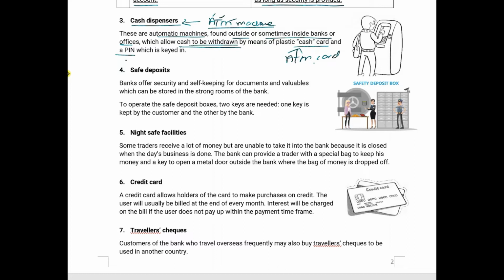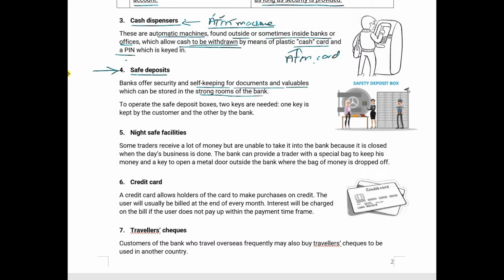Next, safe deposit. If you have precious things to keep, for example important documents, or even your gold, jewelry and so on, and you do not feel it is safe to keep them at your house, you can put them in the bank safe deposit. So the bank offers the safe deposit for keeping documents and valuables, like jewelry and all that, in the strong rooms of the bank.